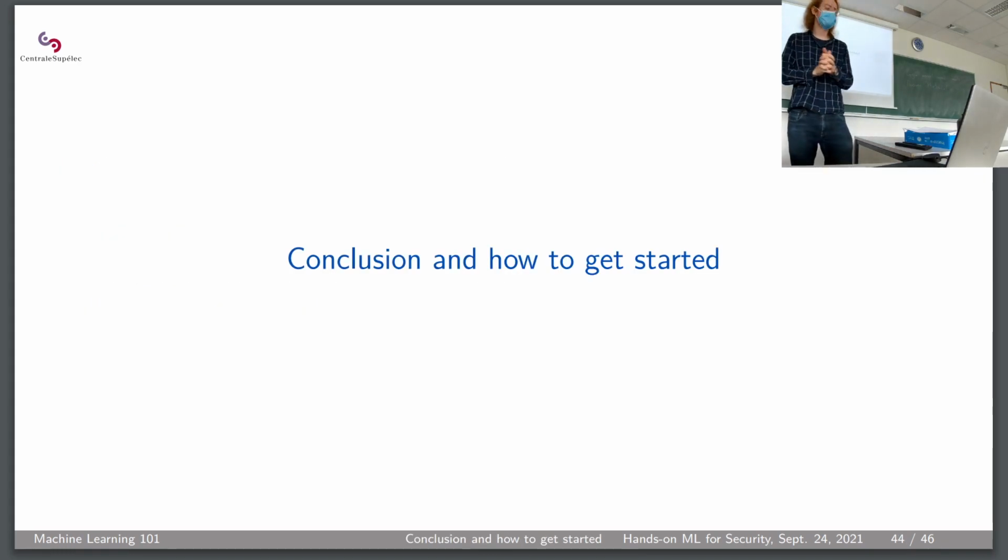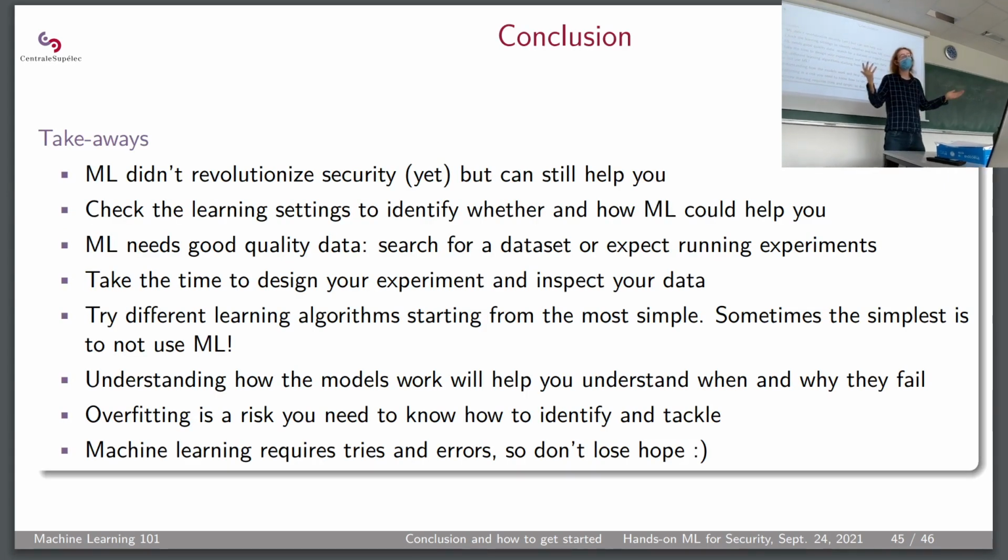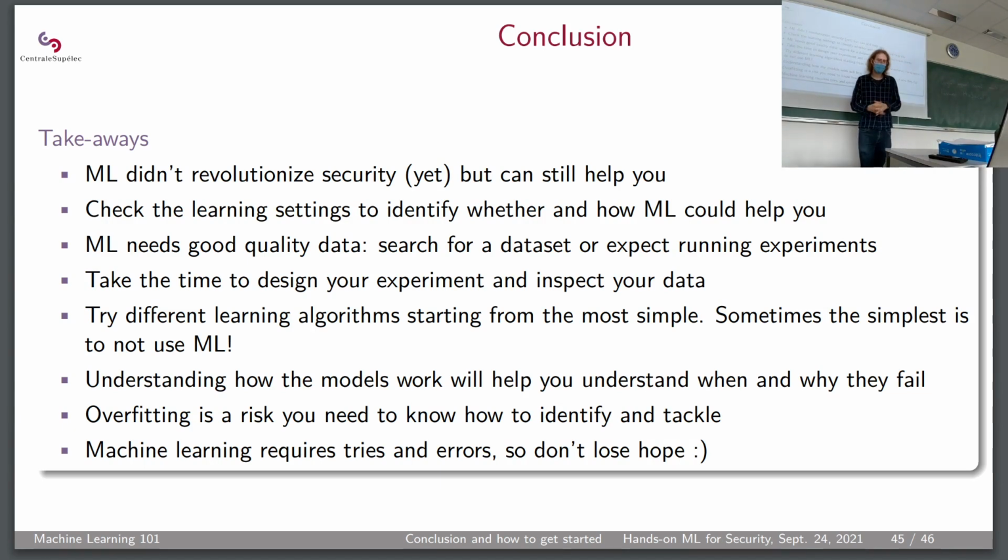So we get to the end of this part. Some takeaways for you. Machine learning didn't revolutionize security yet, but it can still help you. First thing to do is to check what your learning setting is. It will help you to identify what technique you can use. Don't forget that machine learning needs good quality data, so start looking for a dataset that exists or expect to run experiments. Take your time to design your experiment and take your time to inspect the data as well to understand them.